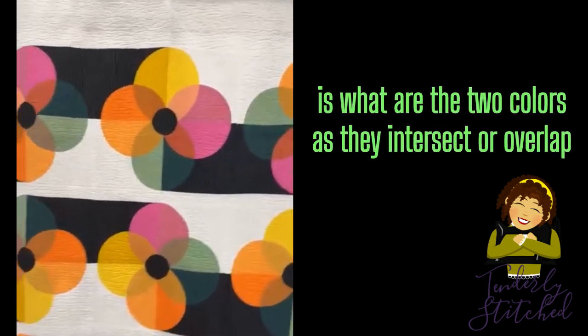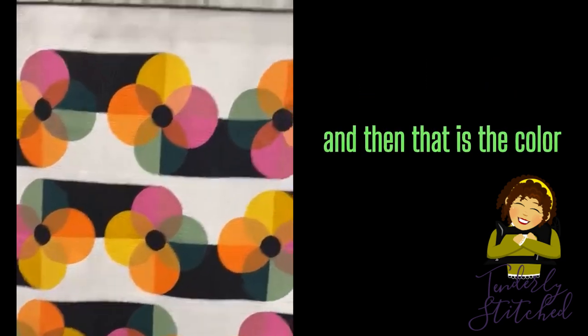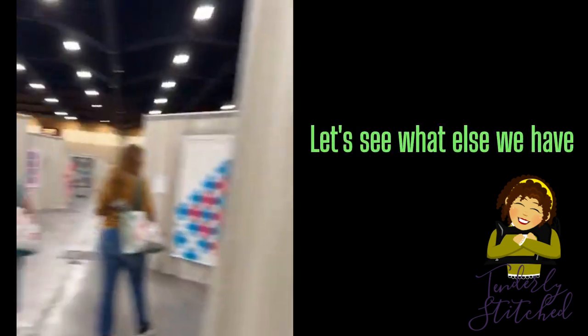Is what are the two colors as they intersect or overlap? What is the other color that is made? And then that is the color that has to be placed. So let's see what else we have.